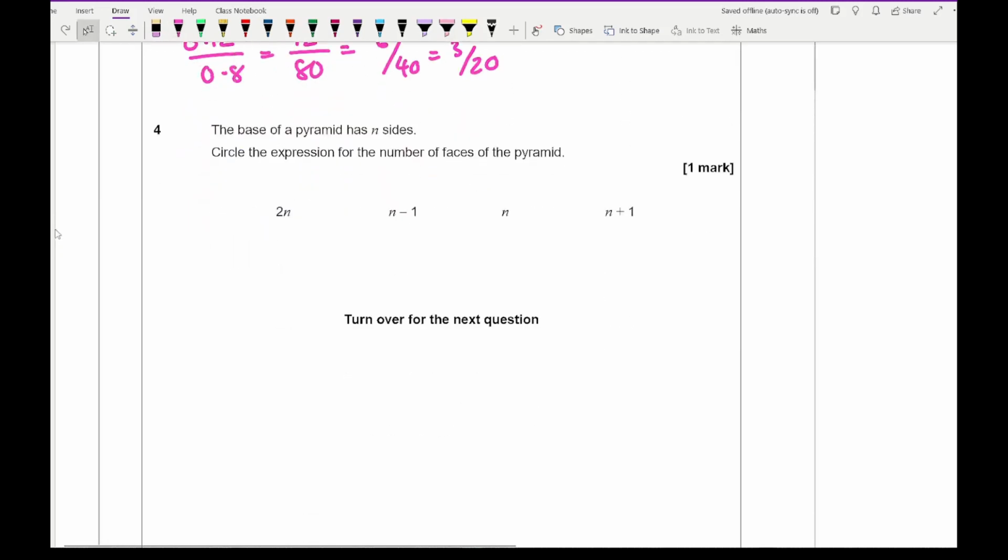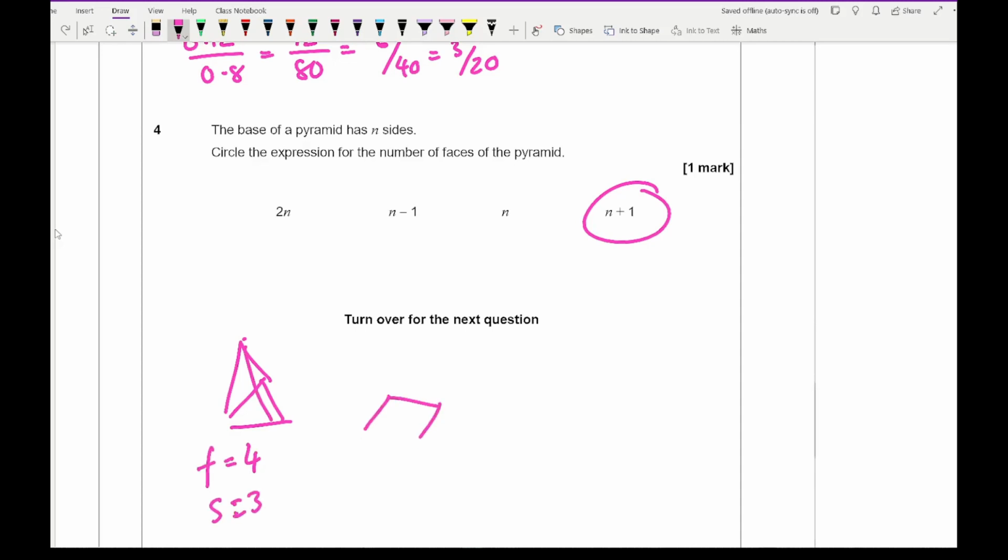And with question 4, it says the base of a pyramid has n sides. Circle the expression for the number of faces of the pyramid, and that's going to be our fourth option. Now again, if you're not sure about these, I would recommend you just do a little sketch of the pyramids. So with 3 sides, we get 4 faces. Then if we drew another one with 4 sides, that's going to have 5 faces. As you can see, it's just a difference of 1.